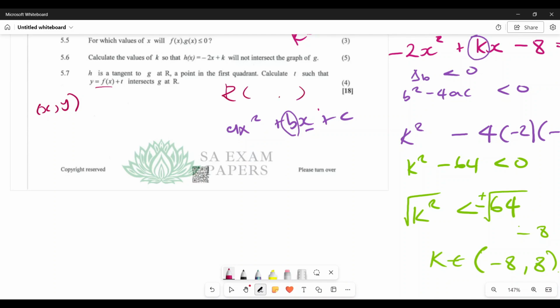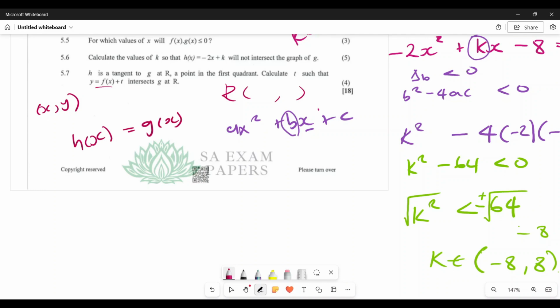I know that both my x and y, I expect them to be positive because they told me that R is in the first quadrant. Now, if H is a tangent to G at point R, it means H and G touch, because remember, your tangent only touches your graph at one point. And what is that point in this case? That point is R. To find this point R, I can just equate the two graphs, my H of X as well as my G of X, and find the x value at R, where these two graphs touch one another.